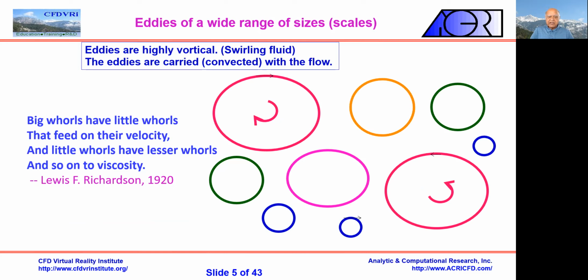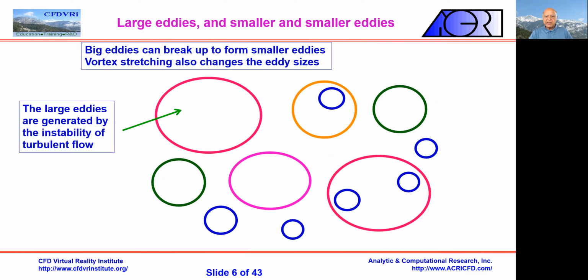Richardson made a very nice ditty for that, which says: big whorls have little whorls that feed on their velocity, and little whorls have lesser whorls, and so on to viscosity. So that is the truth. The big whorls get the energy and the little whorls dissipate it. Big eddies don't stay necessarily big. Okay, they stretch, they break, and they could change eddy sizing.